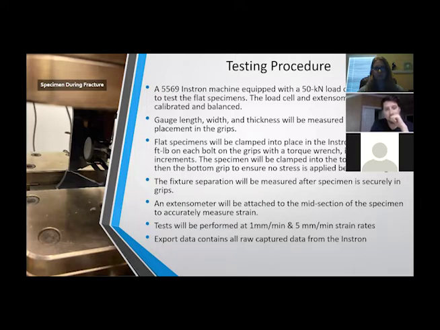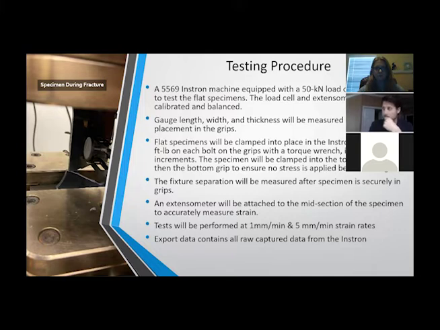So the procedure was placing the sample in the clamps shown. It has to be calibrated before it's placed in. You balance it, and then you take measurements of the part being tested with the calipers available in the testing lab, and you also gauge the separation of the fixtures on the machine itself, measured from the edge of the actual clamp touching the part to the edge of the other clamp.